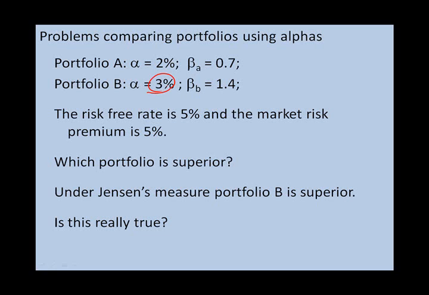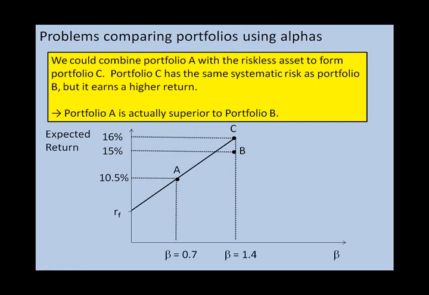But is it really true? Is Portfolio B superior? We could combine Portfolio A with the riskless asset to form Portfolio C, which has the same systematic risk as Portfolio B. The question is, does Portfolio C have a higher return or a lower return than Portfolio B? How would we do this? How would we combine Portfolio A with the riskless asset to form Portfolio C?